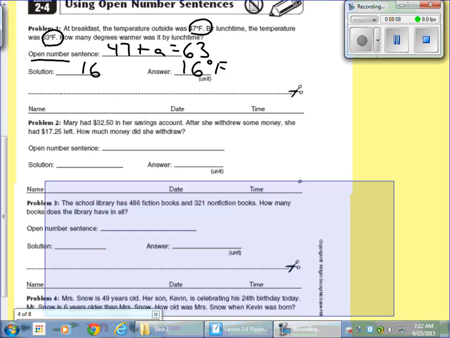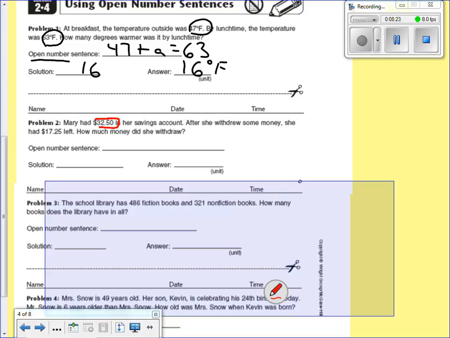Next problem here. Mary had $32.50 in her savings account. After she withdrew some money, she had $17.25 left. How much money did she have to withdraw? Withdrawal means to take out. So we started off with $32.50. We ended with $17.25. So I'm going to start with $32.